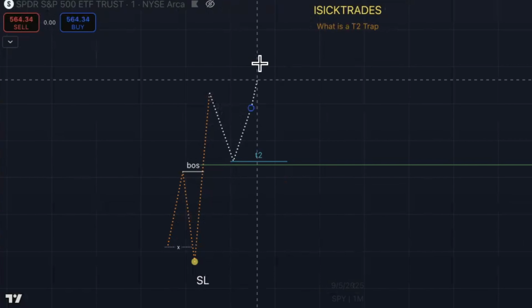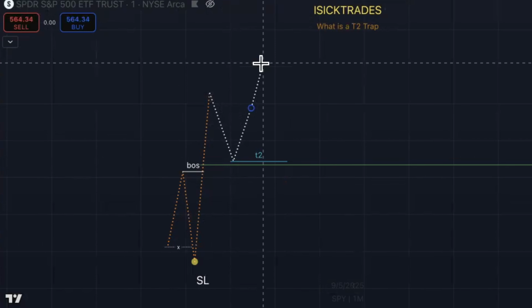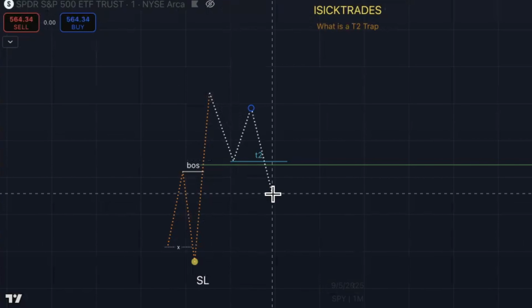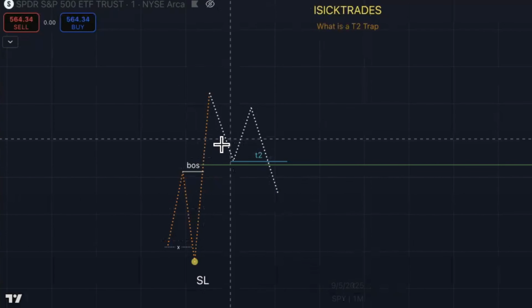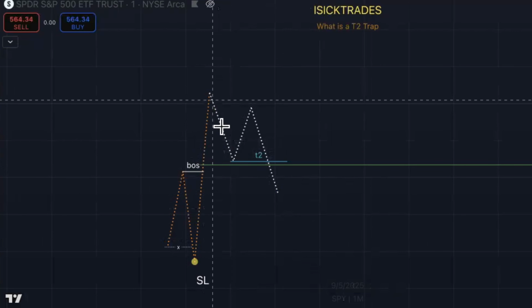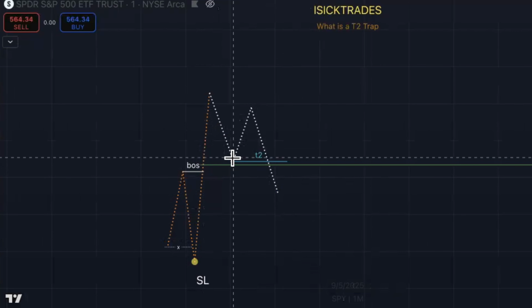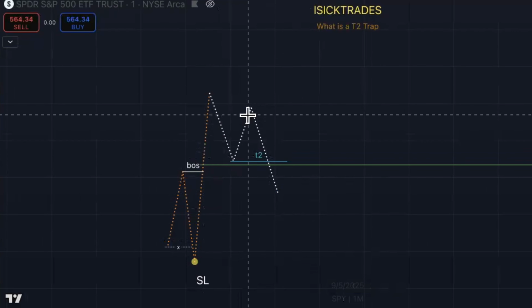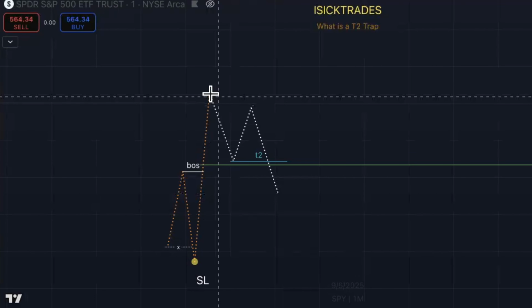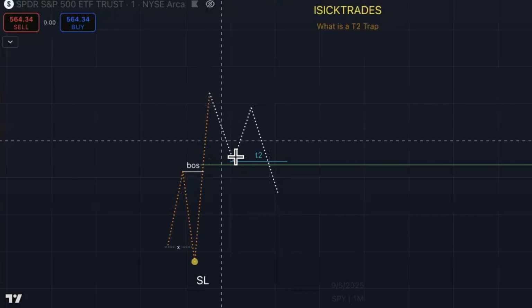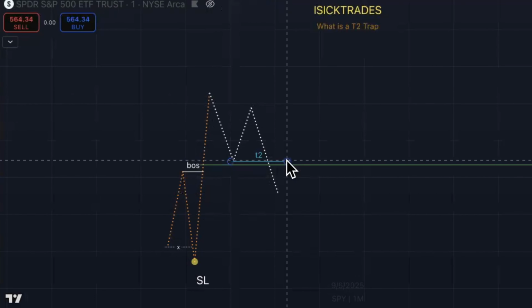We're either going to break this structure. If we break it, congrats, now we have a T1. If we don't, we come back down. Woo, now we got a T2. A T2 is when the market comes down and then starts to head right back up, but it never quite makes it above to break structure. This now becomes your liquidity, and we call this T2.